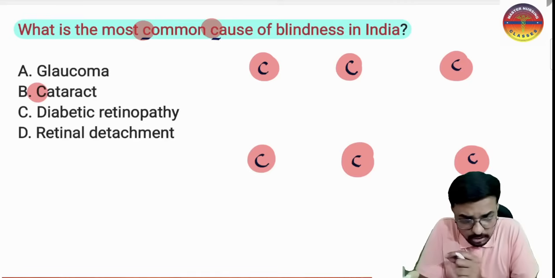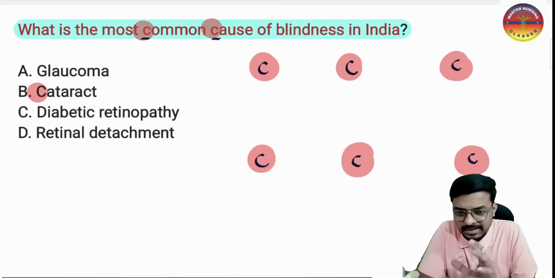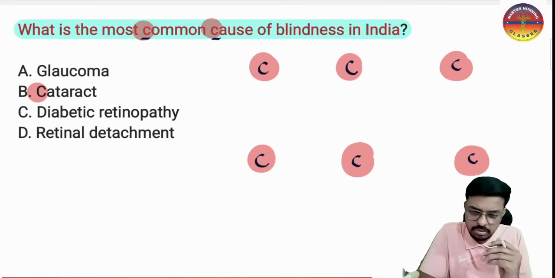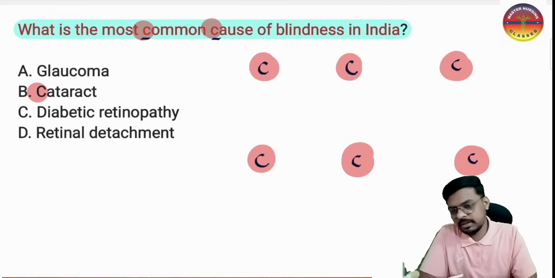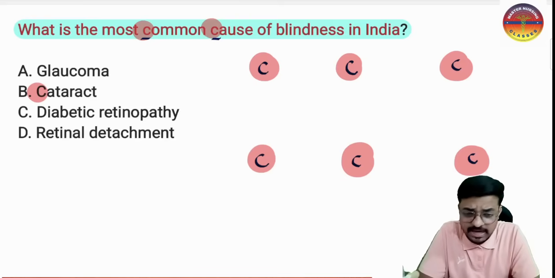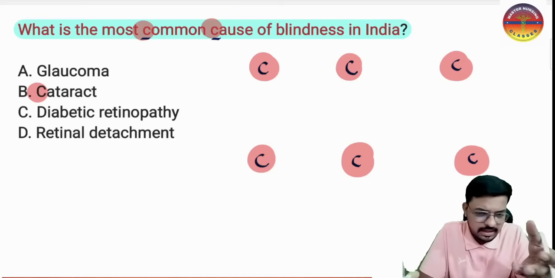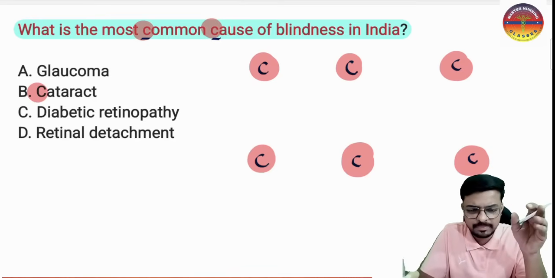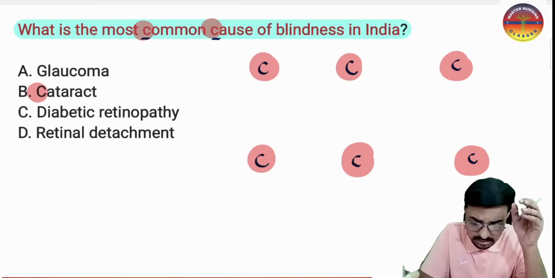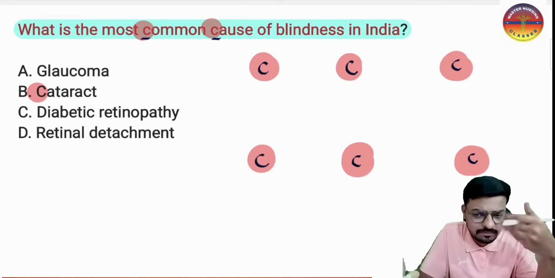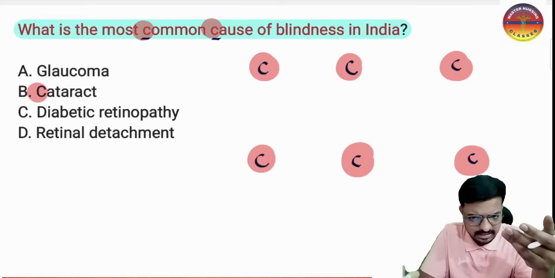The most common cause of blindness which is infective, or the most common infective cause of blindness. Is cataract an infectious or contagious condition? No. Even if I kiss the eye of a cataract patient, it will not spread to me, because this is purely age related and a metabolic problem of the lens. So cataract is non-infectious and not contagious.